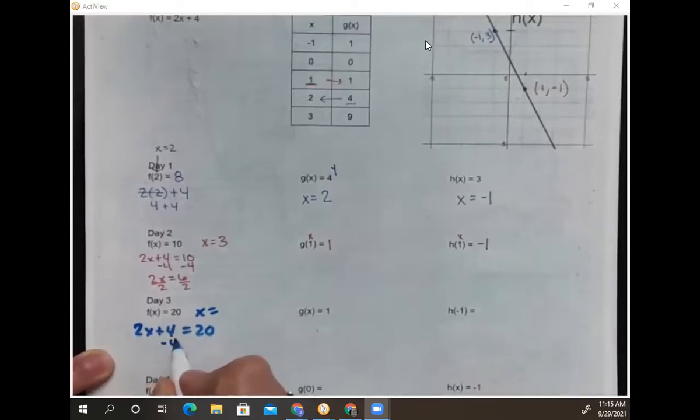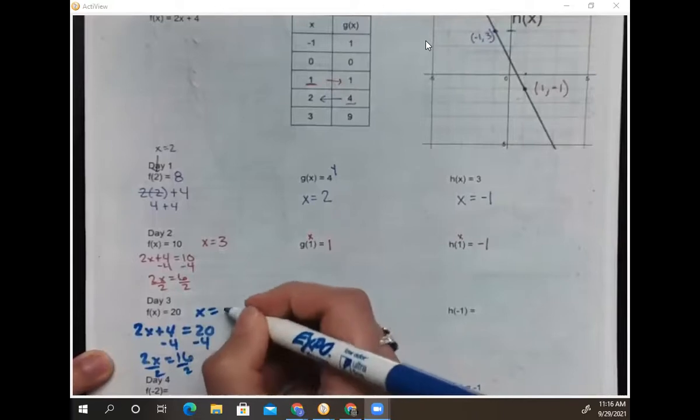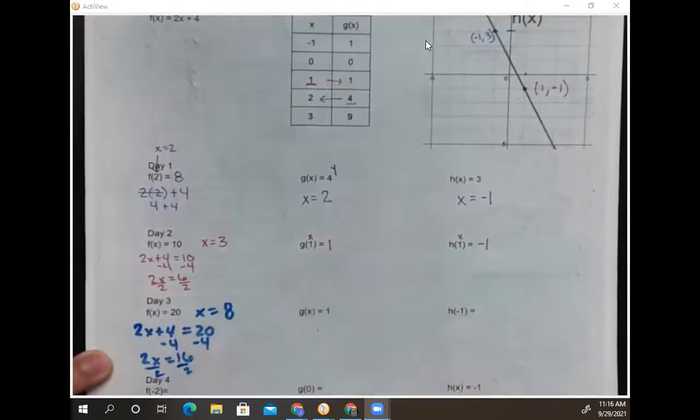So we are going to solve for x here. I'm going to start by moving that 4 to the other side. So we get 2x equals 16. Then divide both sides by 2. 16 divided by 2 is 8. So if f of x equals 20, that means x was 8. Questions on this first one?